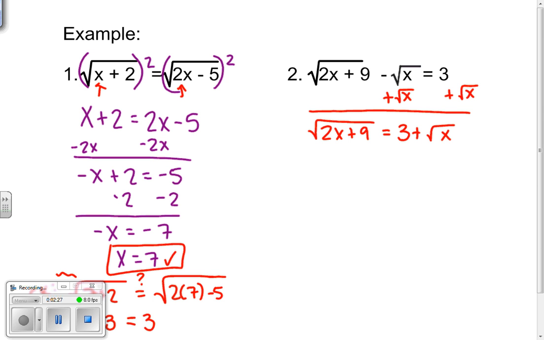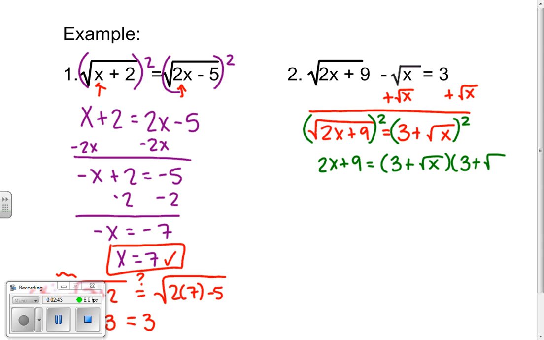This part is really important. I'm going to square the left and I'm going to square the right. On the left, squaring a monomial square root cancels everything out, and all I have is 2x plus 9. But on the right, I have 2 copies of 3 plus the square root of x. And that's going to require me to FOIL. Foiling here is a little bit more complicated than if it were just a regular x.